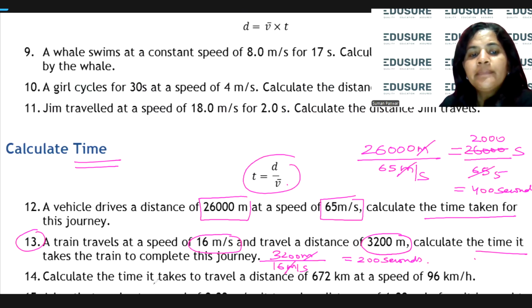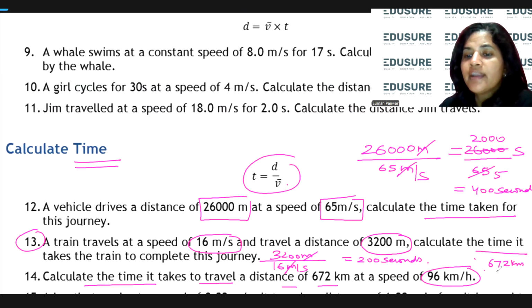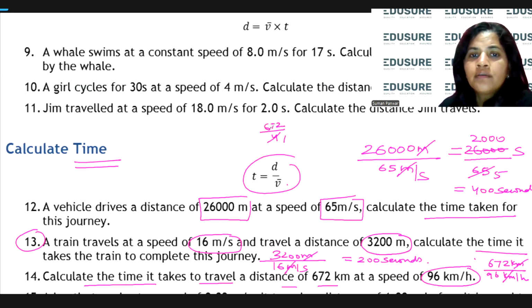Okay. Calculate the time it takes to travel a distance of 672 kilometers at a speed of 96 kilometers per hour. So 672 kilometers divided by 96 kilometers per hour. Kilometer cancel. So we should have 672 divided by 96 hours. Okay. So 4 times 24, then 4 times 1, then 4 times 6 and 168. Is this correct when I divide 672 by 4? So 4 ones are 4, 1, then 4. It should be 168. So 168 by 24 hours.